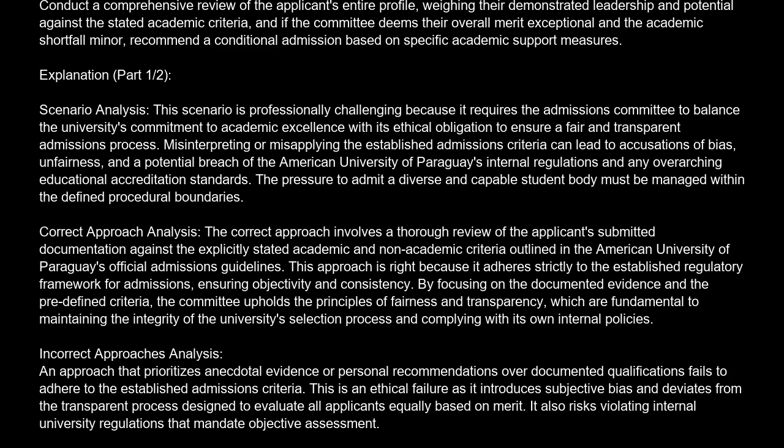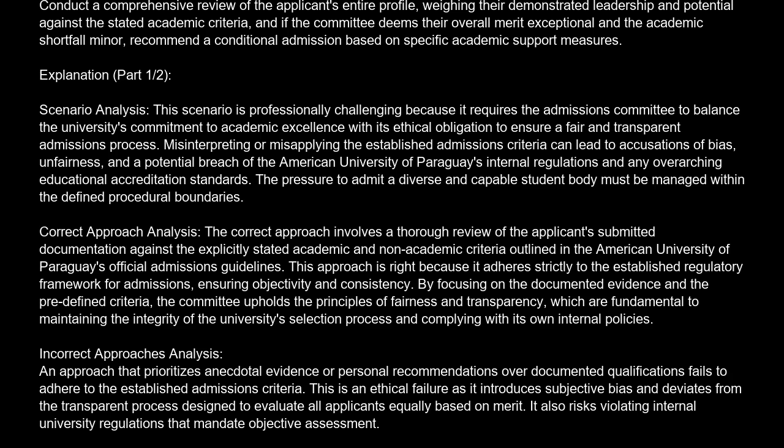This approach is right because it adheres strictly to the established regulatory framework for admissions, ensuring objectivity and consistency. By focusing on the documented evidence and the predefined criteria, the committee upholds the principles of fairness and transparency, which are fundamental to maintaining the integrity of the university selection process and complying with its own internal policies.